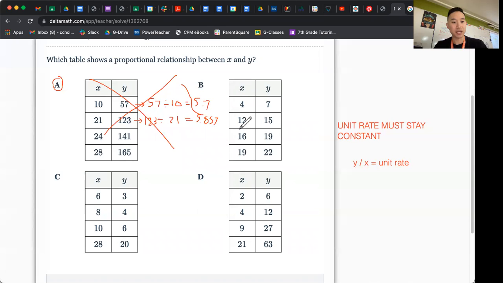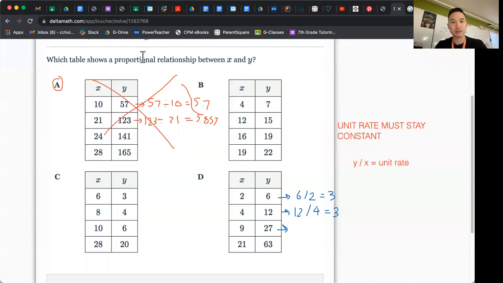So I'm going to skip ahead and I'll test D, because I already know that's the answer. I just want to prove a point. So if I divide 6 by 2, I will get 3. If I divide 12 by 4, I will also get 3. So far, so good. The 3 is the same for both. The unit rate is the same for both.